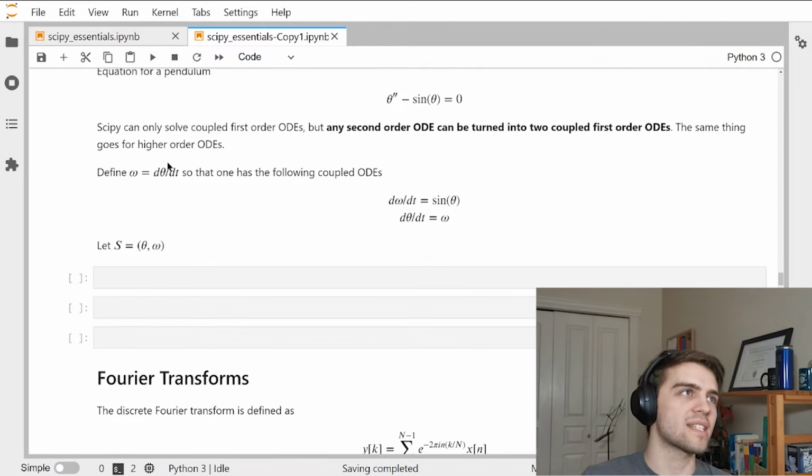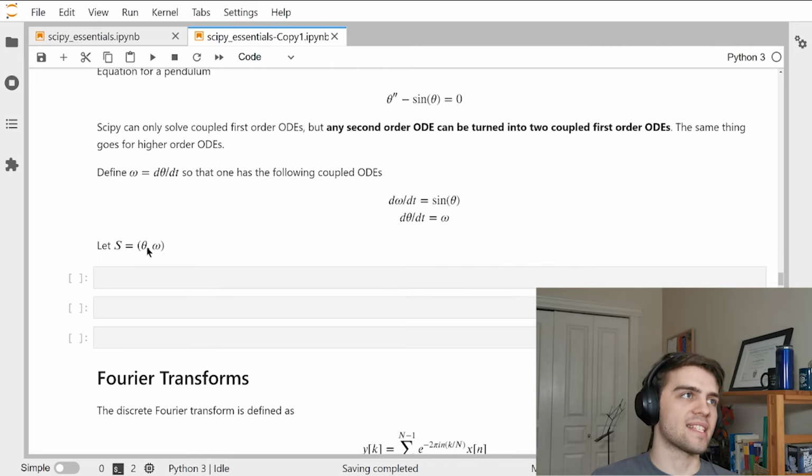So I can always define, right, if I have a second order ODE in a variable theta or y or whatever, as long as I define a new variable as the first derivative of the variable that I'm interested in, then I could write that second order ODE as two coupled first order ODEs.